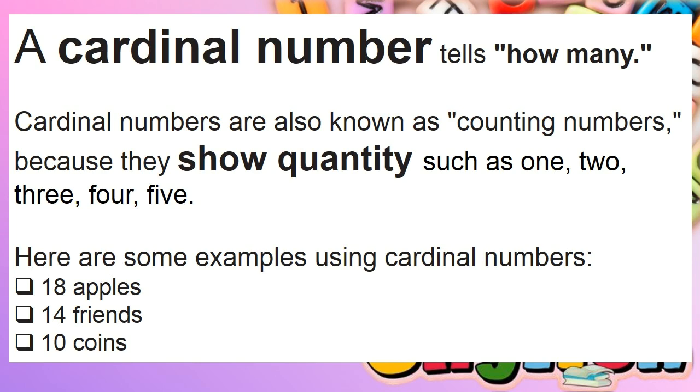A cardinal number tells how many. Cardinal numbers are also known as counting numbers because they show quantities such as 1, 2, 3, 4, 5. Here are some examples using cardinal numbers: 18 apples, 14 friends, 10 coins.